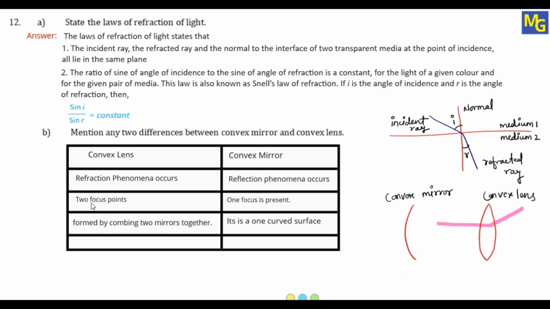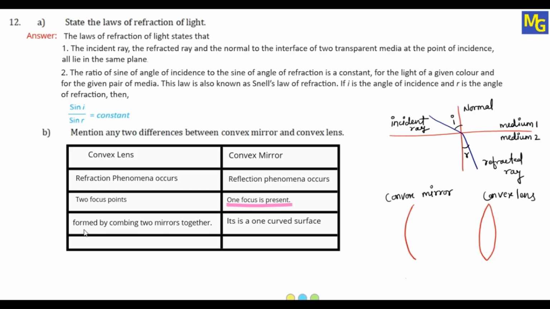Second difference, in a lens there will be two focuses. So we know that if this is the principal axis, then there will be two focuses, one on one side and the second one on the other side. But in a mirror, there will be only one focus.